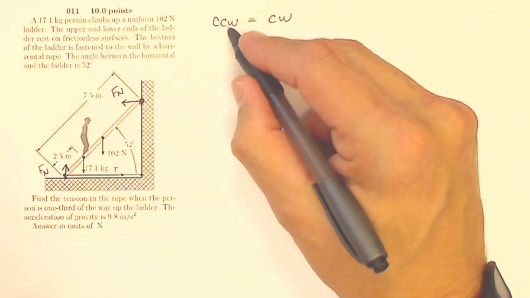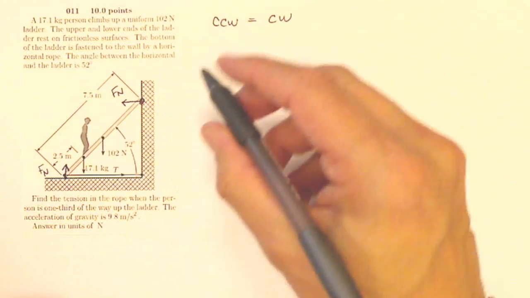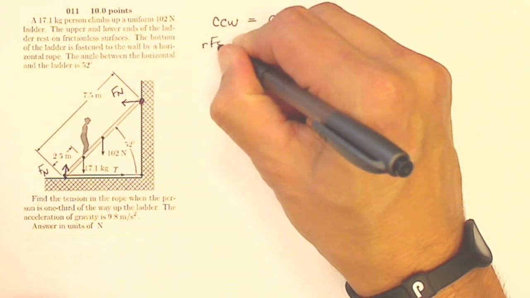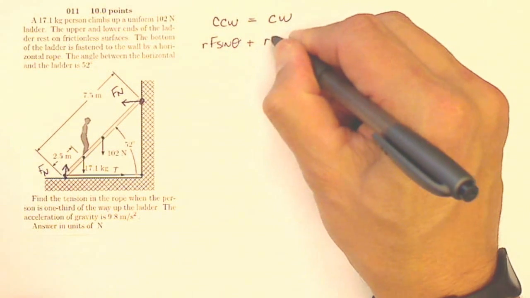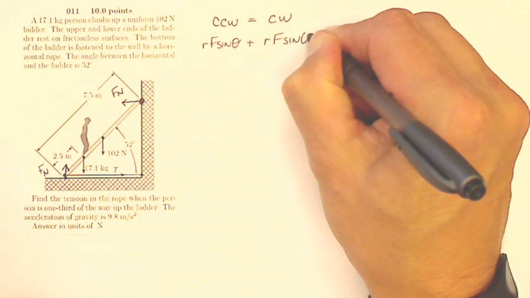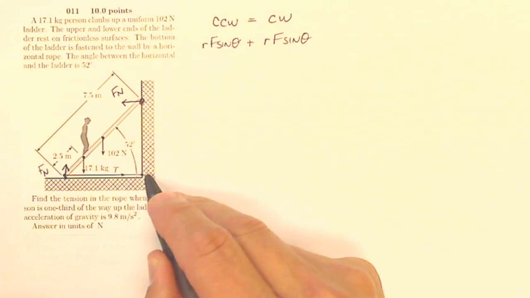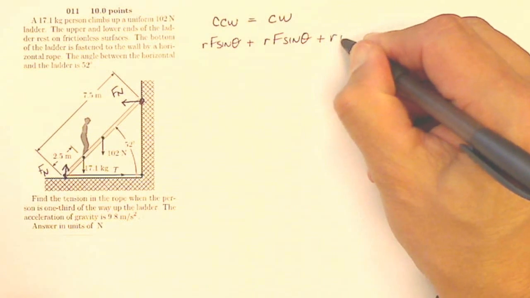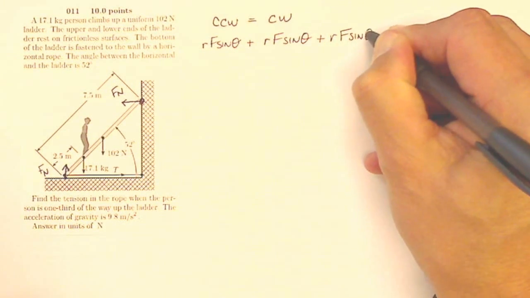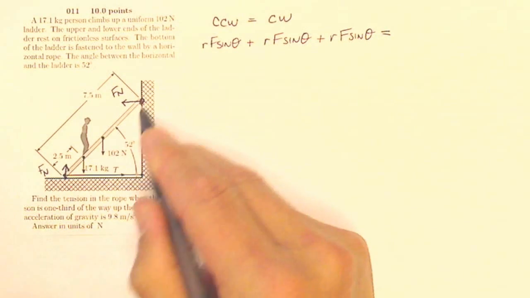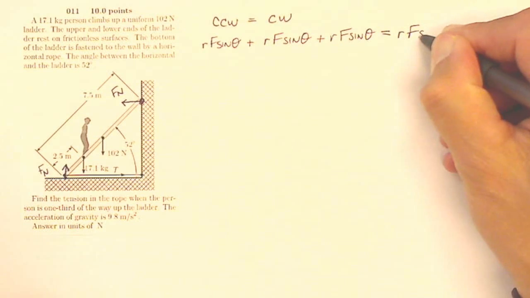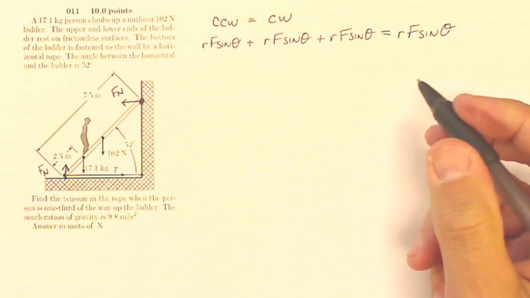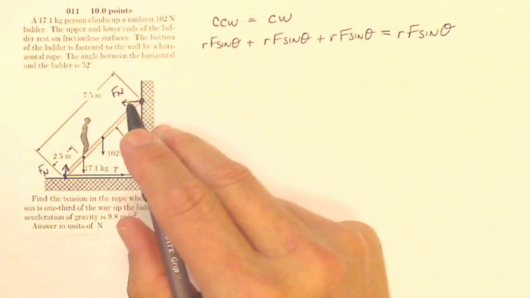So counterclockwise, I have the ladder, so that's going to be an r F sine theta. I have the person, so that's going to be an r F sine theta. I've got the tension, that's going to be an r F sine theta. And all of that is going to equal this normal from the ground, and that's going to be an r F sine theta. So let's do one at a time.